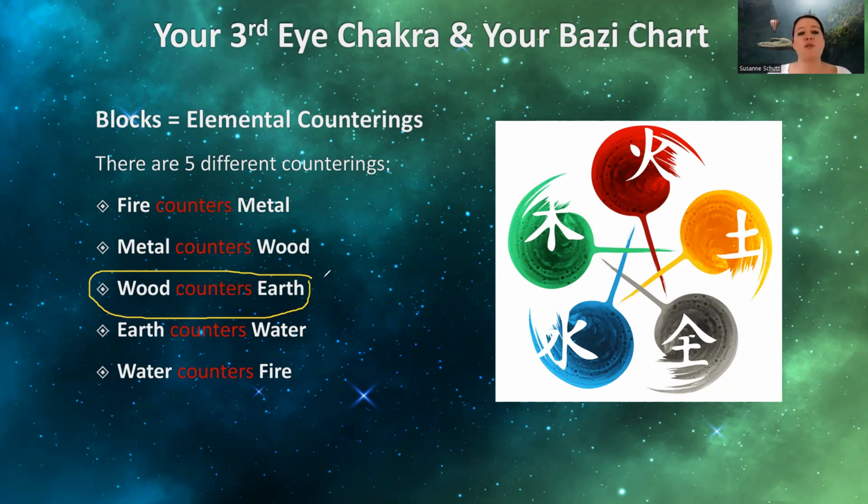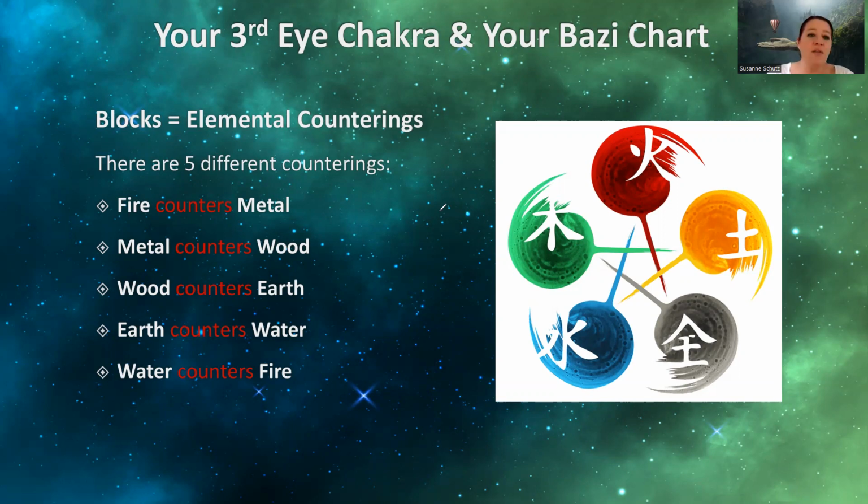Then we also have earth and water, or water and fire. So if you have any of those 5 elemental counterings present, then you do have a third eye chakra block. If both elements are the same, there's no block.